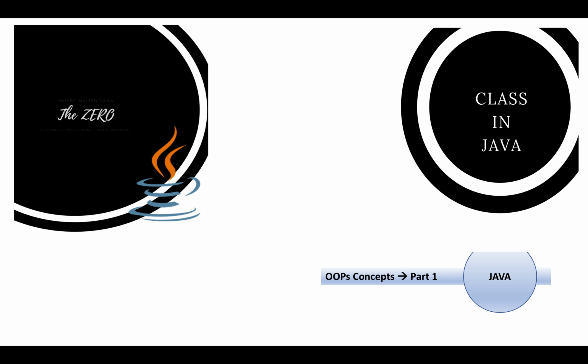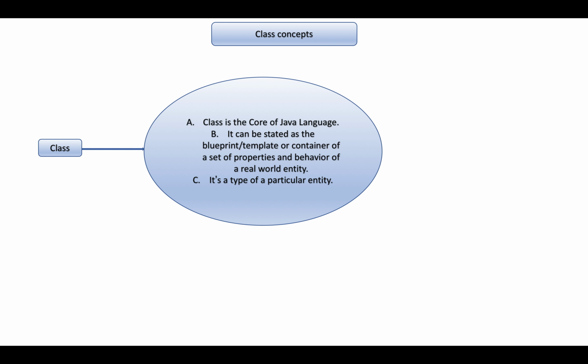In today's tutorial, we'll be talking about classes in Java, right? So, what is a class? Class is a very core and important concept of the Java language. Everything in the world we see or interact with has a specific type.